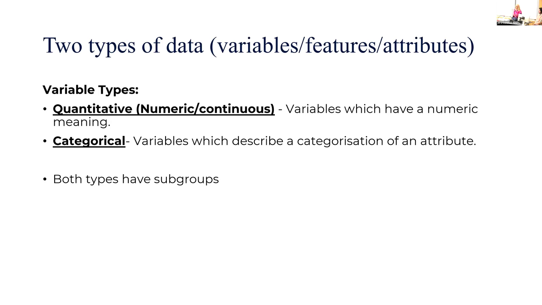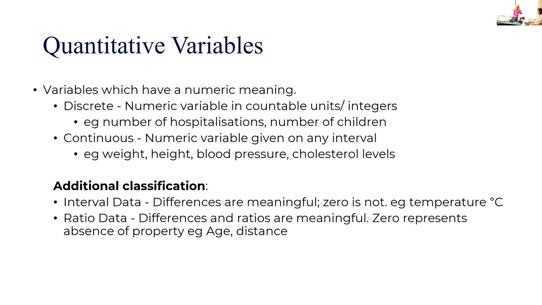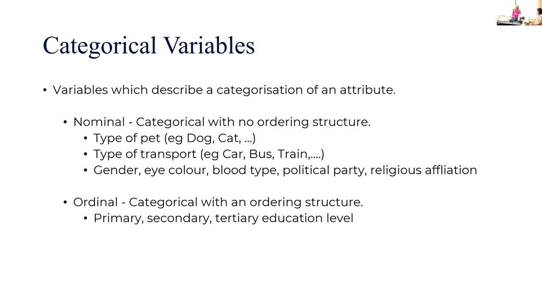So just to remember that we've got 2 types of variables that we can be looking at when we're analyzing data, and they both have subtypes. So I'll talk a little bit more about these 2. First of all, we have our quantitative variables, and they can be divided into discrete and continuous. And I've written some examples there. The important things about discrete variables is that they're integers, and continuous variables can be recorded on an infinite scale to an infinite number of decimal places theoretically. So there are additional classifications about interval and ratio data, which I won't be talking about.